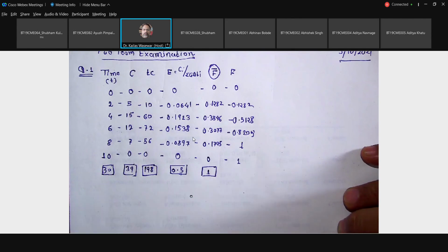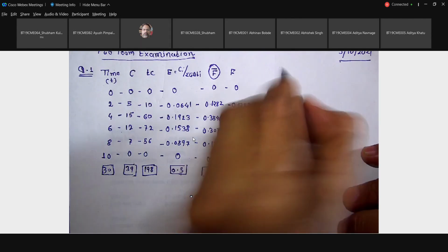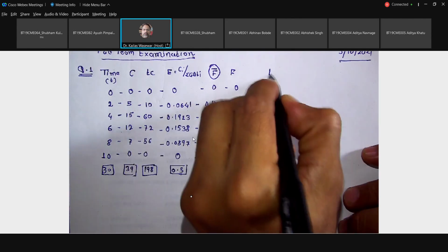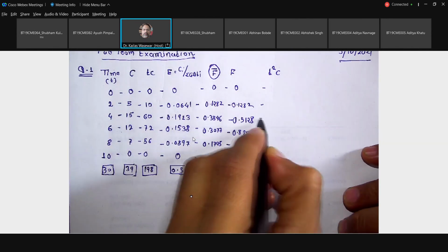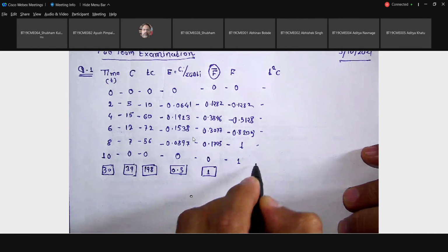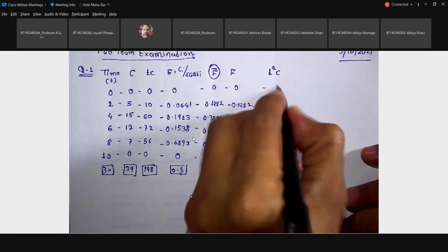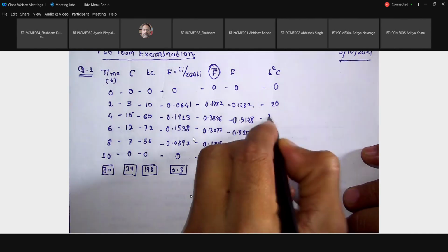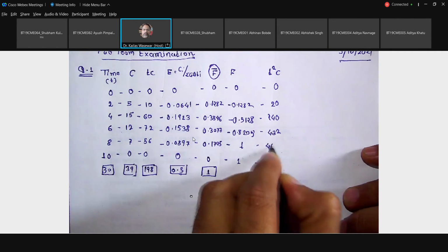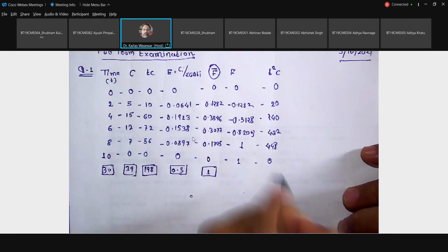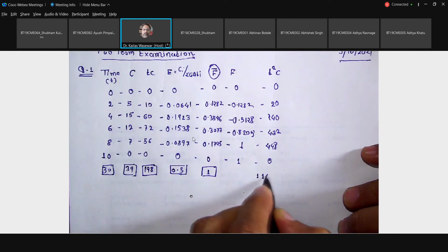Is it? Then further we need the value for variance purpose, T square C. T square C will be 0, 20, 240, 432, 448, 0. And summation will be almost 1. Exact value is 1140.